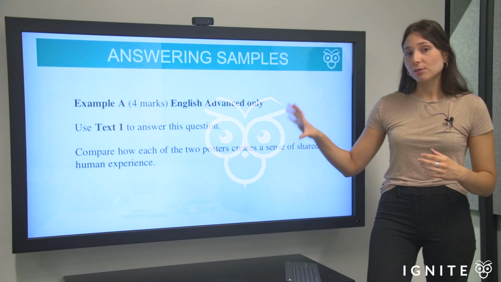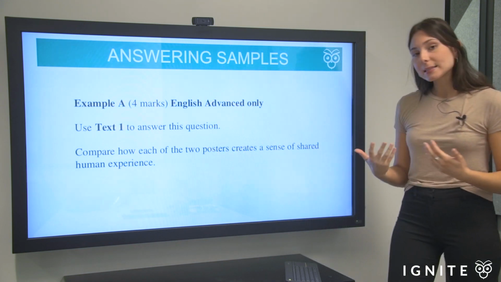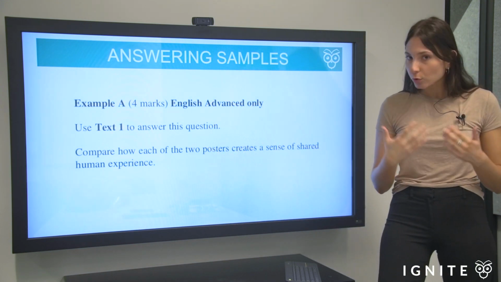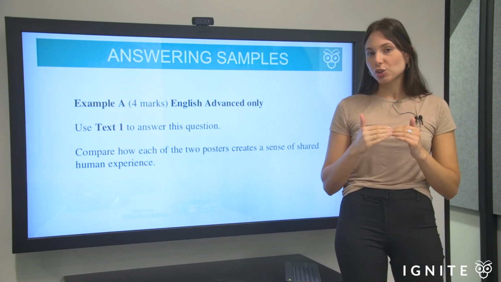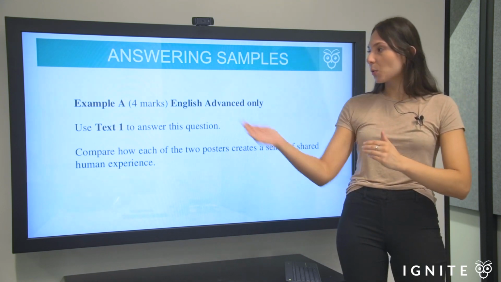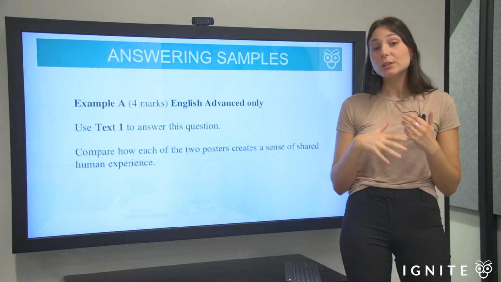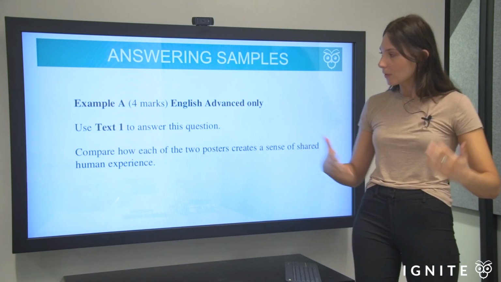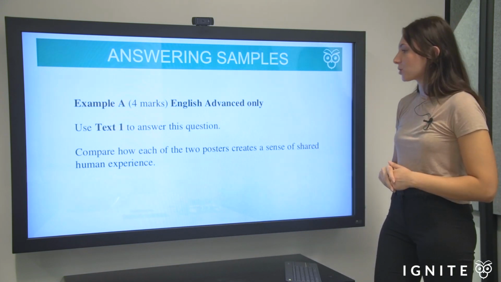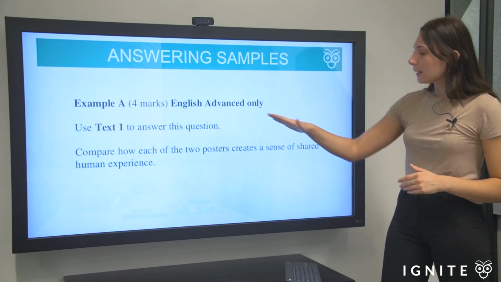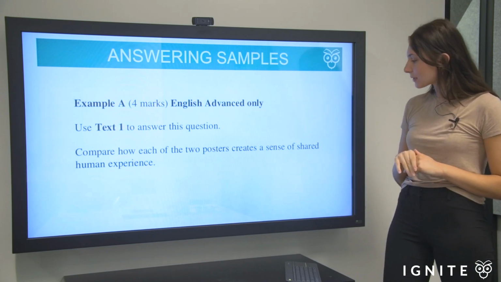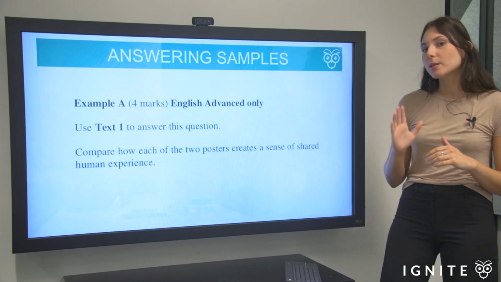So this is one of the questions from that sample paper. If we're in the exam and you're doing your reading time, of course you would start off by reading this question before looking at the text. So the way that I unpack this with you will really mimic what you would do in the exam. So, exam situation, let's read the question. Using text 1, compare how each of the two posters creates a sense of shared human experience.